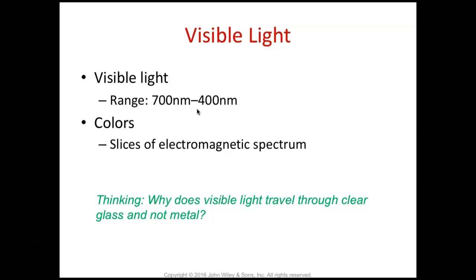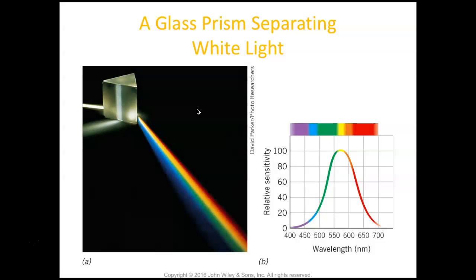So here's a thinking question for you. Why does visible light travel through clear glass and why doesn't it travel through metal? What would be the reason for that? I'll let you think about that while we continue the rest of this. And there's only a few more slides here.